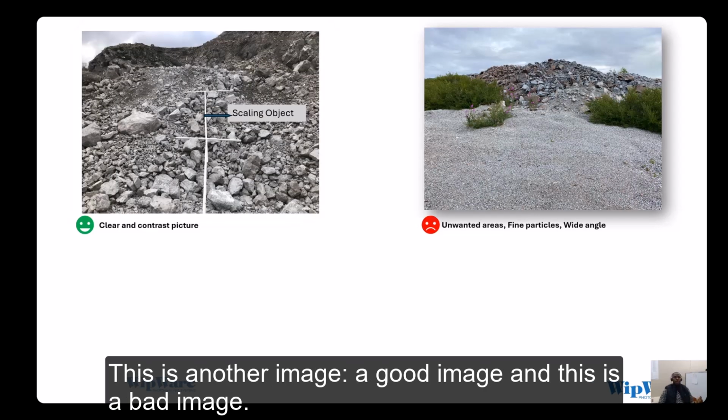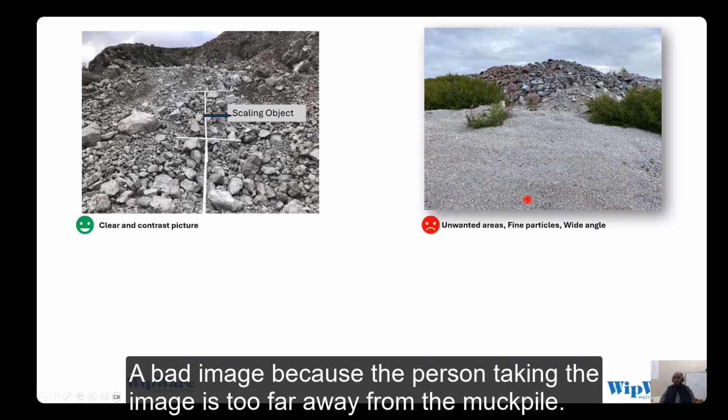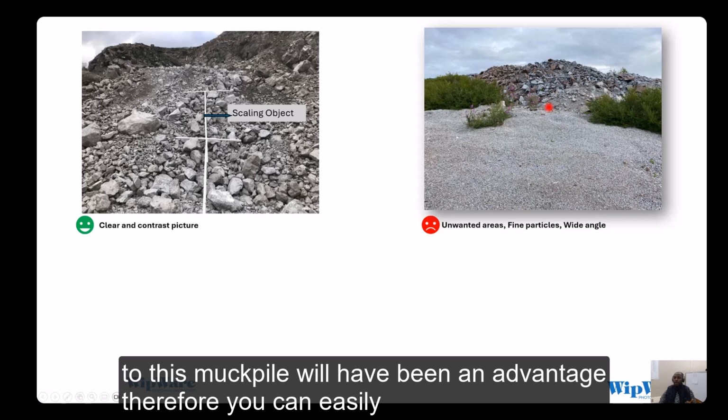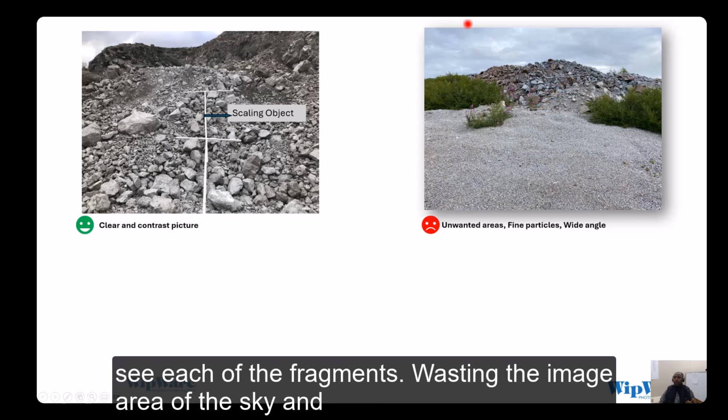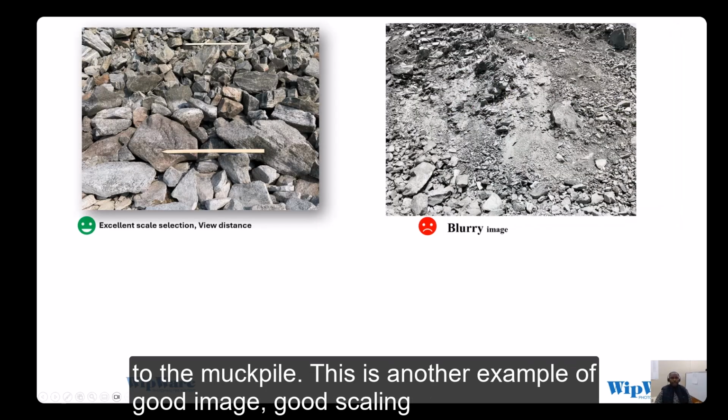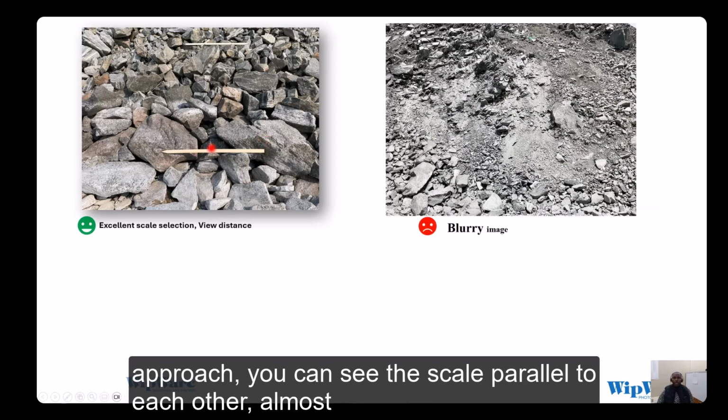This is another image, a good image, and this is a bad image. A bad image because the person taking the image is too far away from the muckpile. The muckpile is up there, and moving closer to it would have been of advantage. Therefore, you can easily see each of the fragments. Then wasting the image area on sky and on ground would have been avoided if this individual had moved closer to the muckpile.